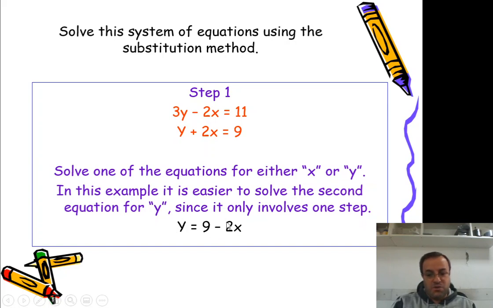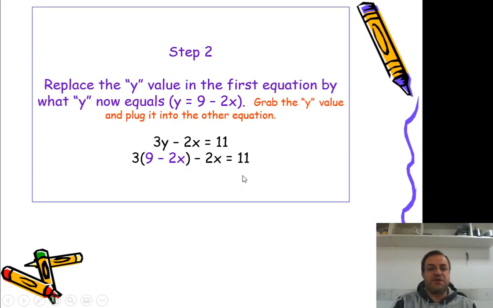And now y equals 9 minus 2x. So what we should do now, we take this y equals 9 minus 2x, and the value of y here is 9 minus 2x, and we substitute in step 2, in the first equation. And instead of putting y here, what do we put? 9 minus 2x. Let's go. Step 2. Replace the y value in the first equation by what y now equals. We said y equals 9 minus 2x. Grab the y value and plug it.